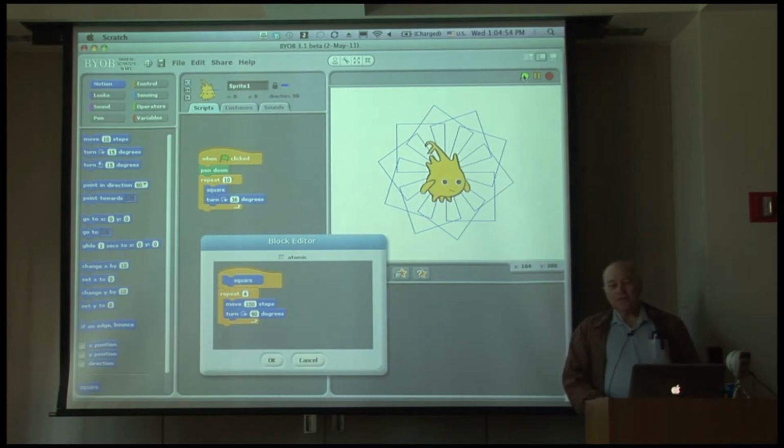OK? So this is old, like 40-year-old Logo stuff that I'm doing. But what's cool about it is, again, this visual presentation of the square block. So in the block editor, there's this thing that says, when square block used, do this. Repeat 4, move 100, turn right 90. So I'm going to clear the screen now.